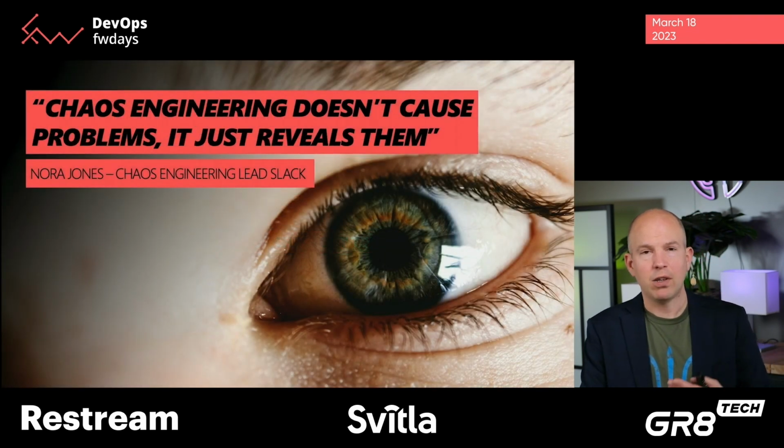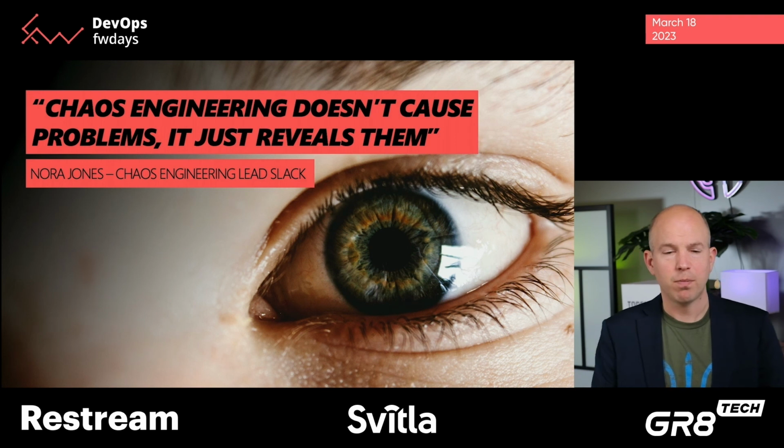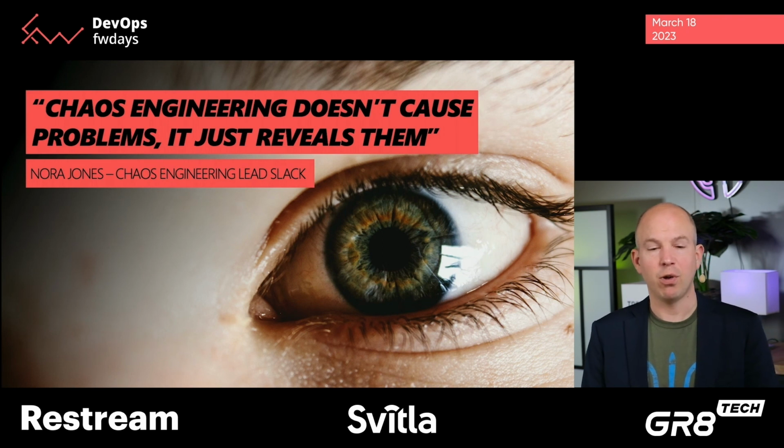And with that, I would like to end with a quote by Nora Jones, who wrote a couple of chaos engineering books. And the quote is, "Chaos engineering does not cause problems, it just reveals them."